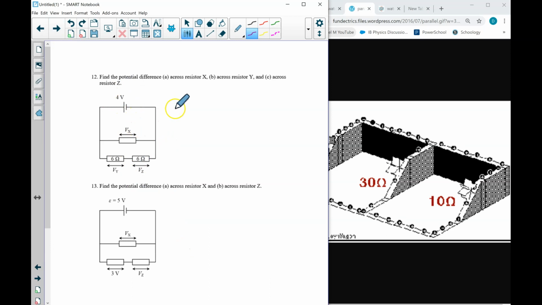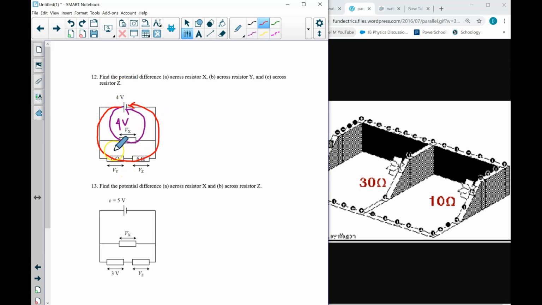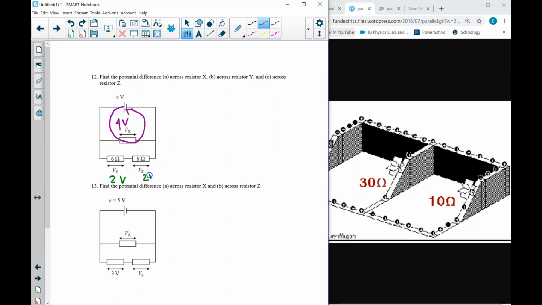12 and 13, and then we're done. If you travel this path, you have to lose all 4 volts across resistor X. And if you travel this path through the bottom, you have to lose 4 volts, but you have it happen across 2 resistors. So how do you know how much the 4, like is it 3 volts here and 1 volt there? Is it 2 and 2? Well, notice that their resistances are the same. It's just as hard to get through this as it is to get through this. So you're going to lose 2 volts on each. If the resistance is the same in series, then they share the potential difference equally.